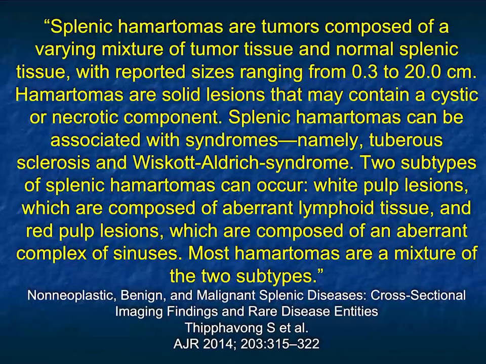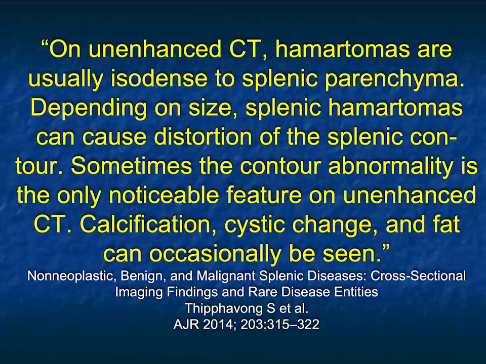And again, this article by Tip Havang: splenic hamartomas are tumors composed of a varying mixture of tumor tissue and normal splenic tissue, ranging from a few millimeters to 20 centimeters. Splenic hamartomas can be associated with syndromes, tuberous sclerosis, and Wiskott-Aldrich syndrome. Again, those syndromes are rare. I've seen a few cases of tuberous sclerosis, or actually a number of cases, but then I'm looking usually at the kidneys for AML, and I'm not seeing these splenic lesions.